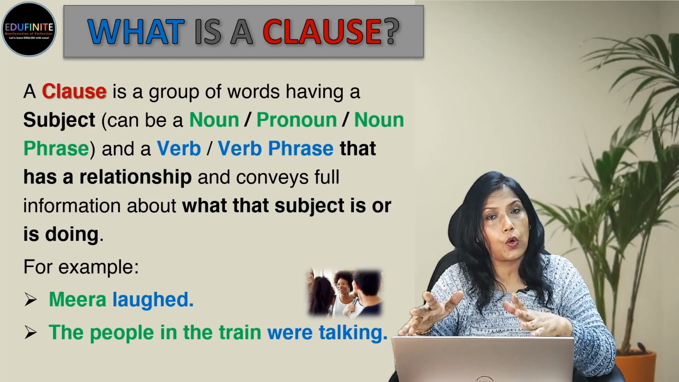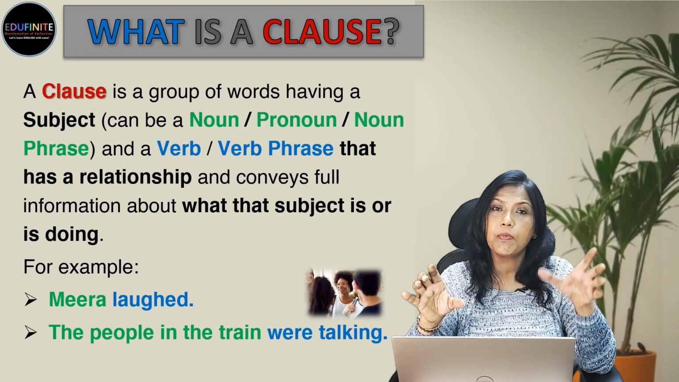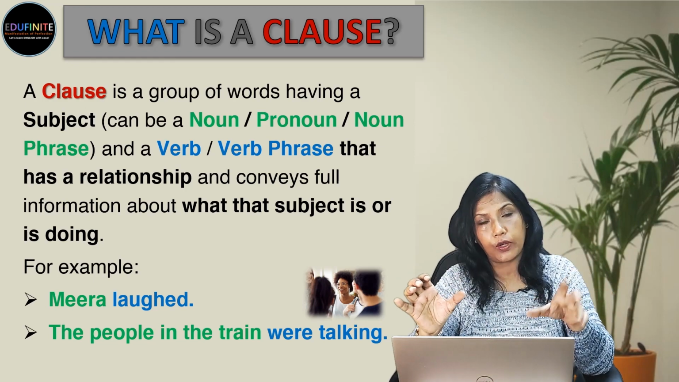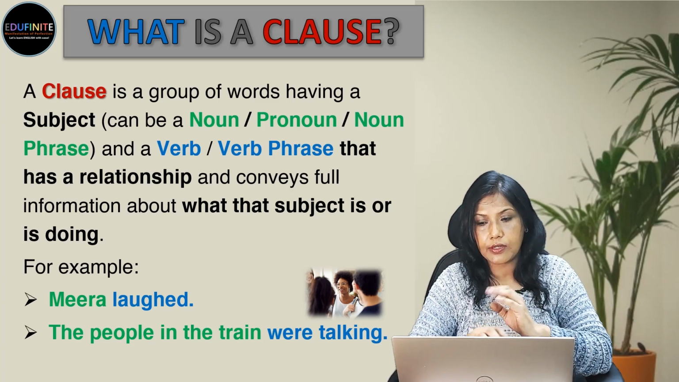And were talking is the verb phrase. So, there is a relationship between the people in the train and were talking. Who were talking? The people in the train. So, this is how a clause works.